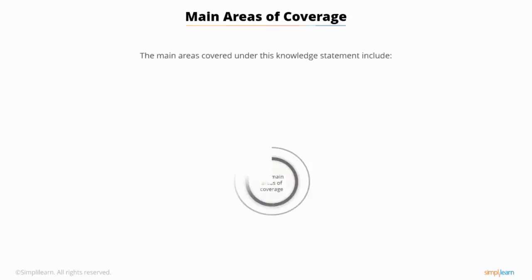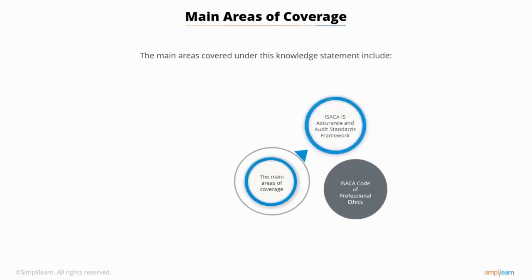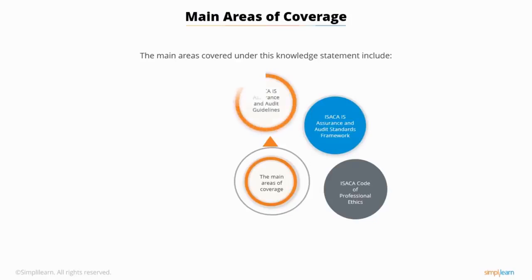Now the main areas that are covered under this knowledge statement include first and foremost the CISA Code of Professional Ethics. That's important to keep in mind because CISA will emphasize this in the CISA exam. You need to know the Professional Ethics Code and be able to apply it to scenarios that you're given. CISA Information Systems Assurance and Audit Standards Framework, as well as Information Systems Assurance and Audit Guidelines, will be covered, but in less detail than the professional ethics. In other words, for the framework and the guidelines, you need a general understanding.